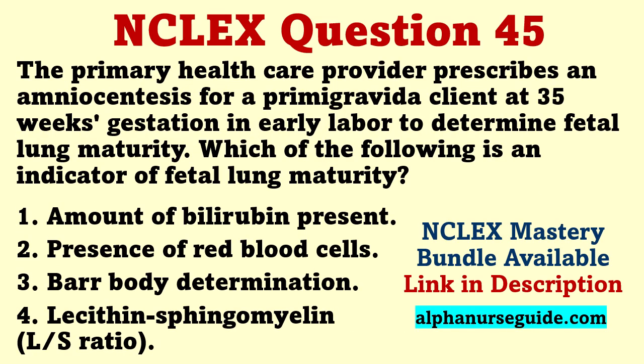The primary healthcare provider prescribes an amniocentesis for a prima gravida client at 35 weeks gestation in early labor to determine fetal lung maturity. Which of the following is an indicator of fetal lung maturity? 1. Amount of bilirubin present. 2. Presence of red blood cells. 3. Bar body determination. 4. Lecithin sphingomyelin.